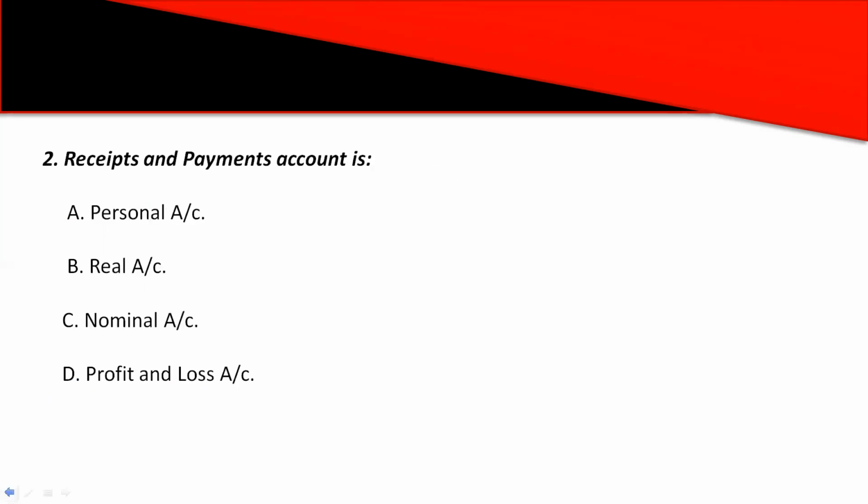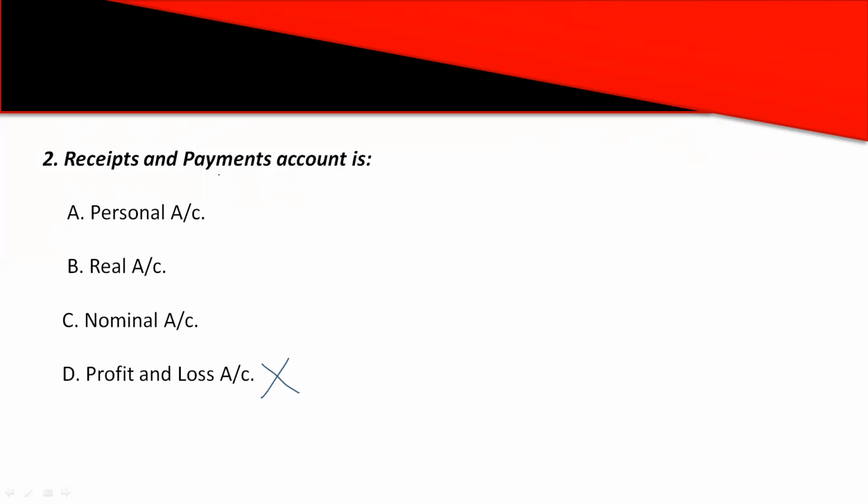Second question is, receipts and payments account: is it a personal account, a real account, a nominal account, or is it a profit and loss account? So profit and loss account is not at all an option, right? So what is the nature of receipts and payments account?